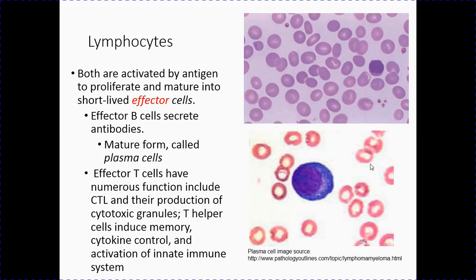Effector T cells have a bunch of different functions. The cytotoxic T lymphocyte, once activated, can produce those cytotoxic granules that we've talked about, the perforins and granzymes. T helper cells, once they're activated, we talked about a couple of weeks ago how they can induce memory. They can release cytokines that cause other cells to develop. And in both cases, they can activate the innate immune system.